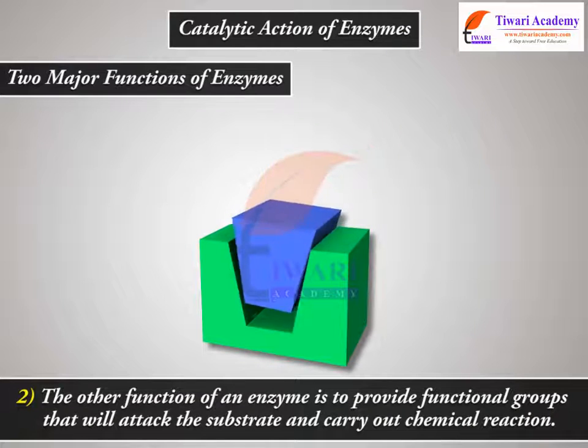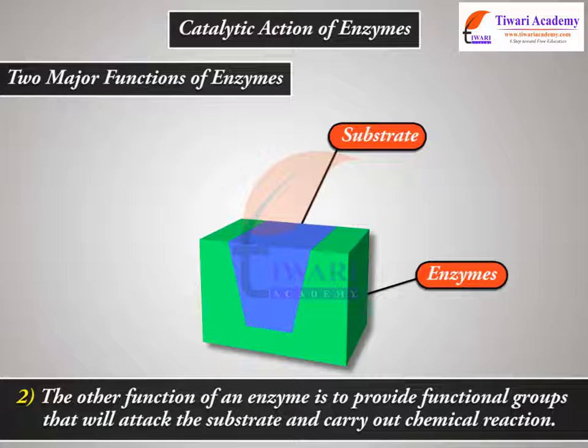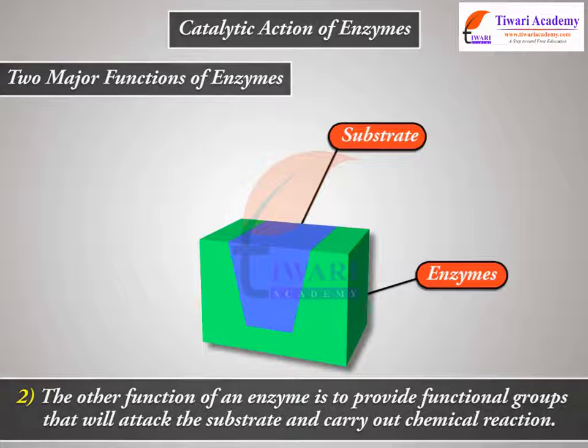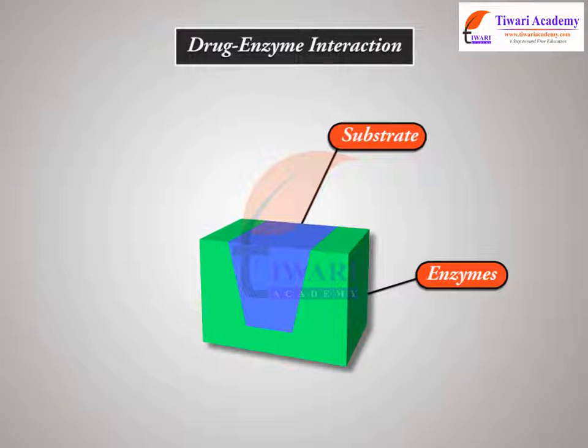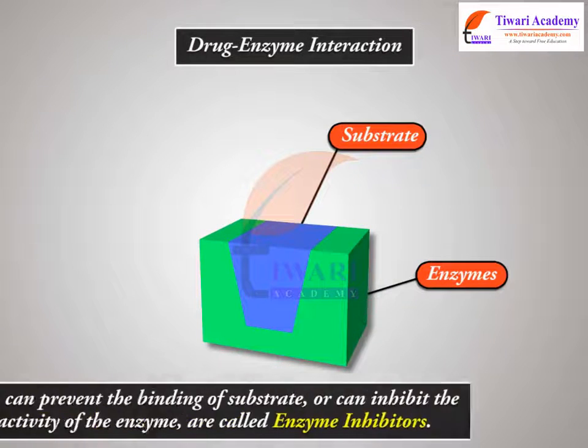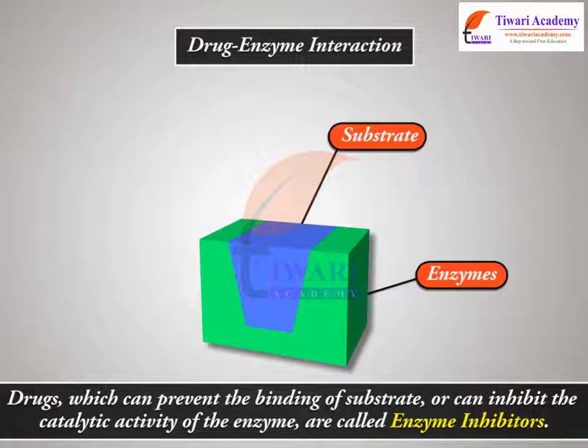2. The other function of an enzyme is to provide functional groups that will attack the substrate and carry out chemical reaction. Drug-enzyme interaction. Drugs which can prevent the binding of substrate or can inhibit the catalytic activity of the enzyme are called enzyme inhibitors.